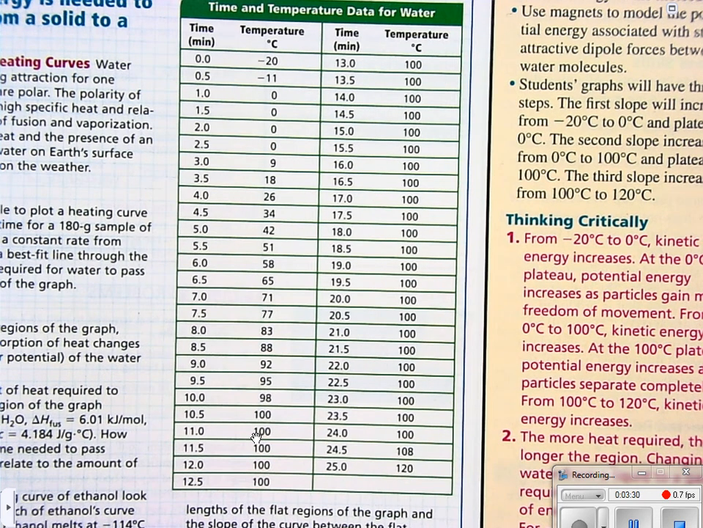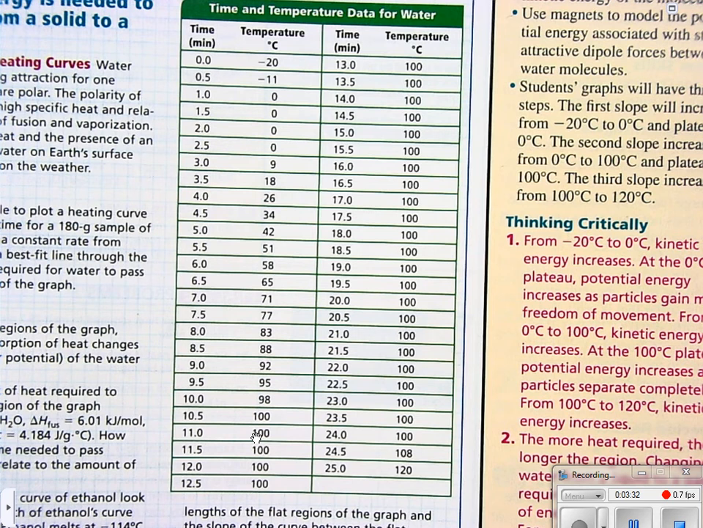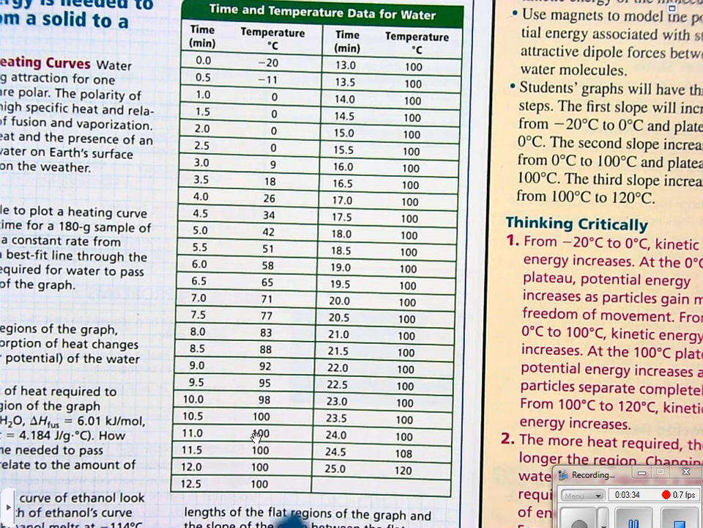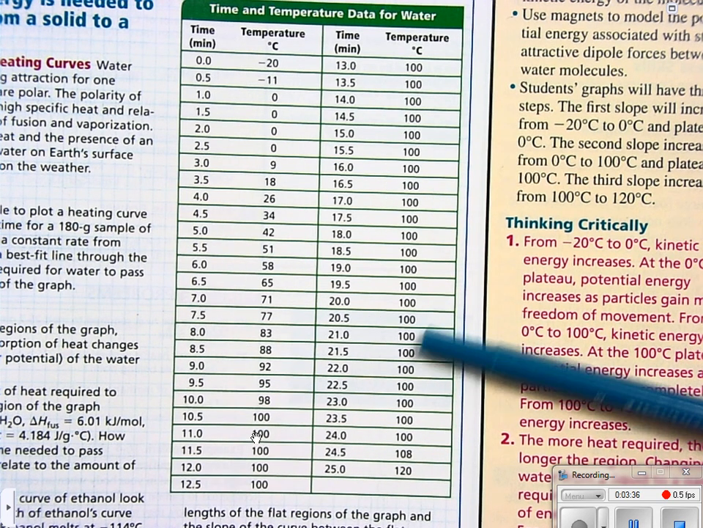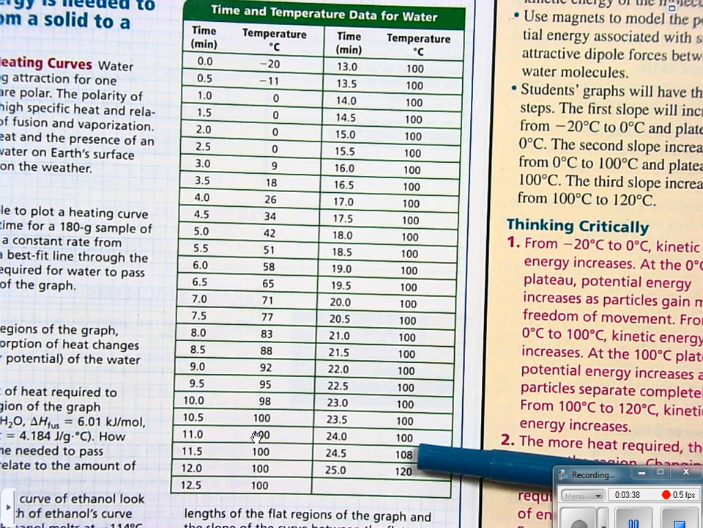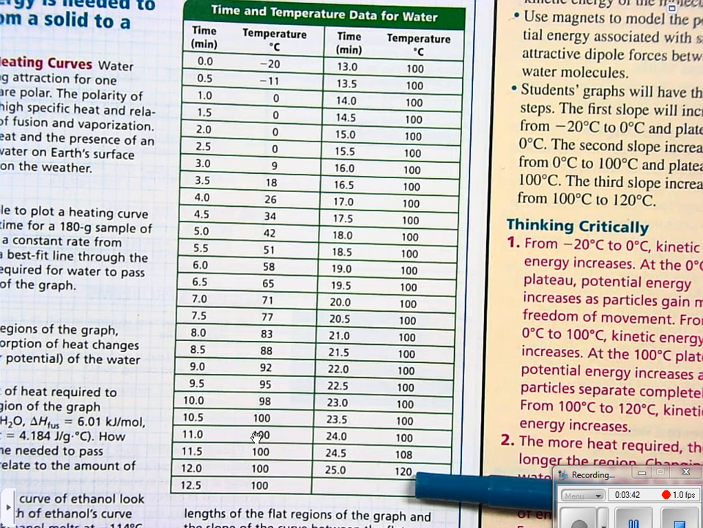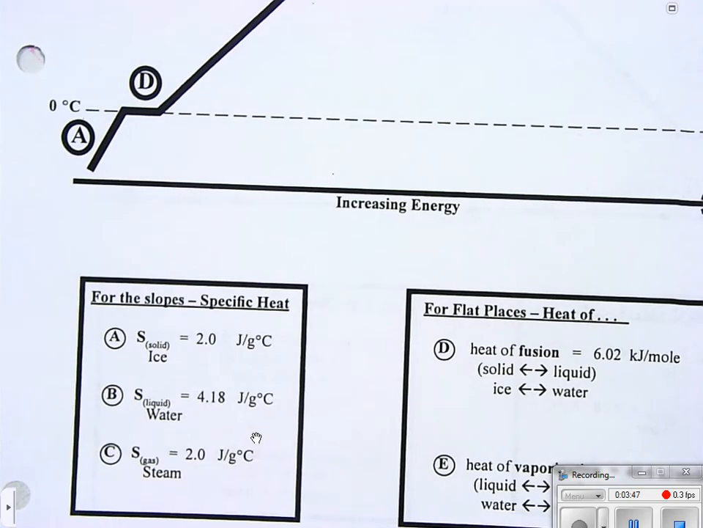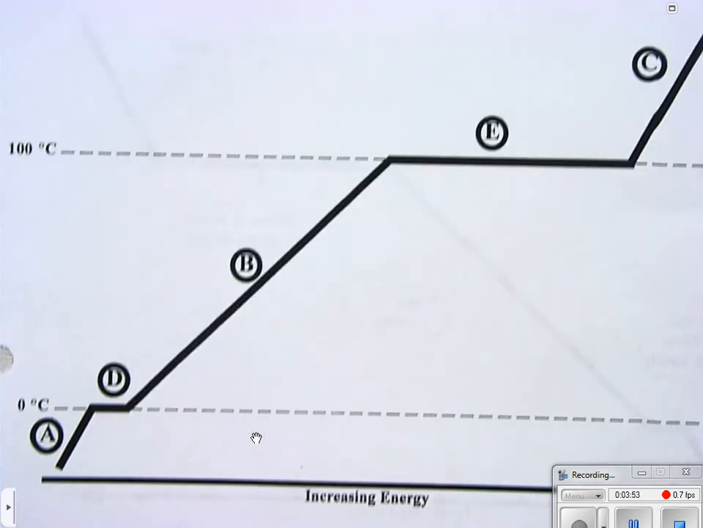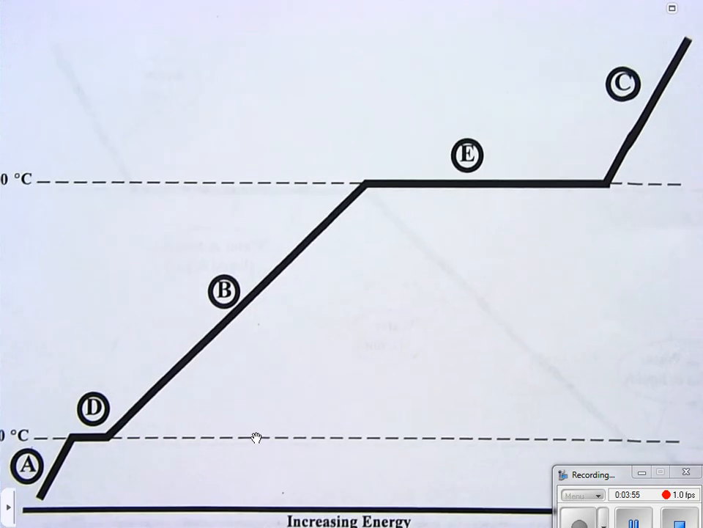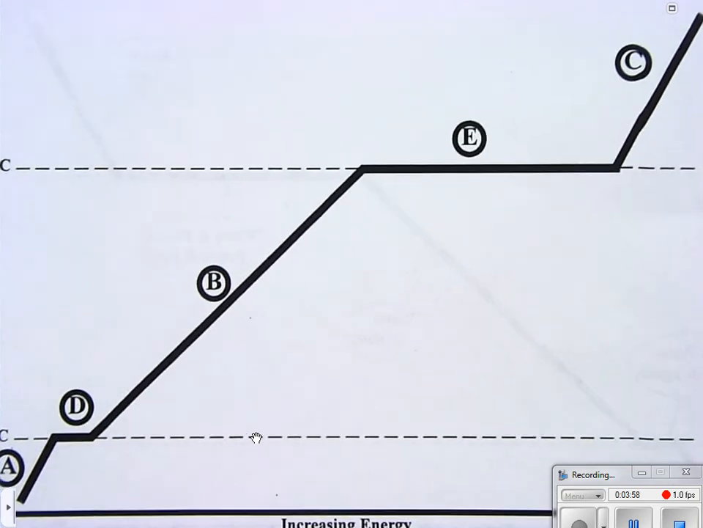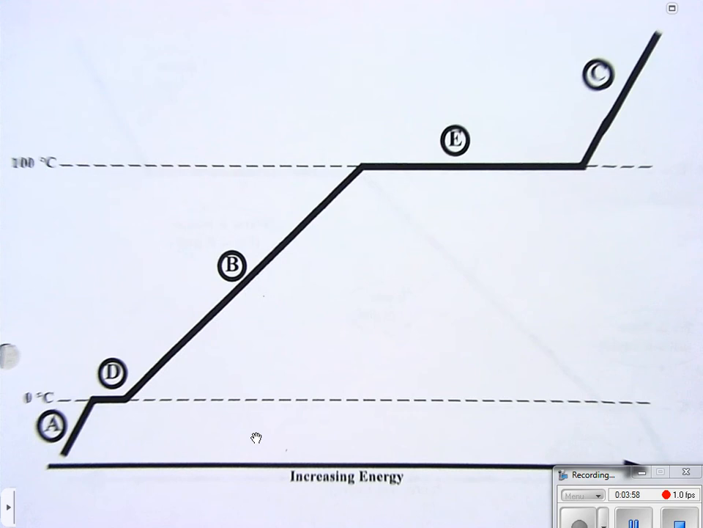As we continue on the chart, you'll notice it stays at 100 degrees centigrade until we get to 24.5 minutes, and then you see the temperature rising again. Let's compare that to the heating curve. On the heating curve, the same thing happens, doesn't it? This is increasing energy, which also happens with time.